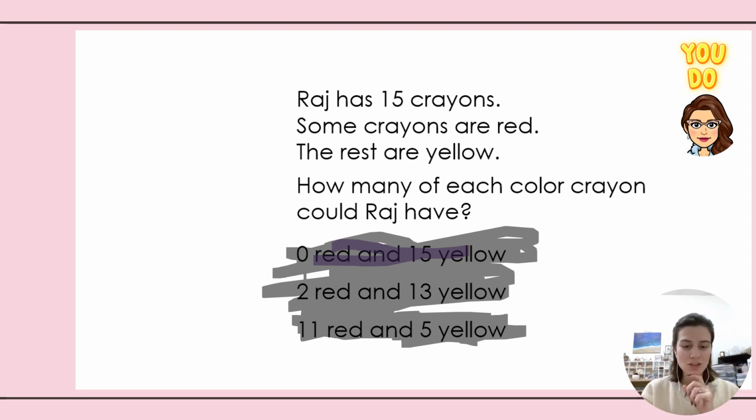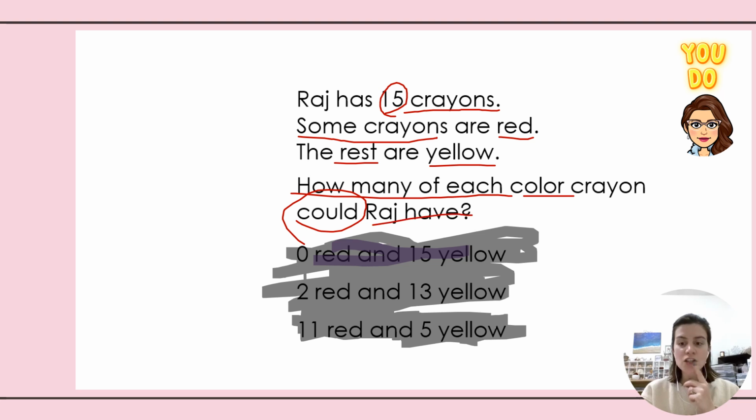Okay, so let's go ahead and circle what we know, what we've been given, or underline what we know. We know that Raj has 15 crayons. Some crayons are red, the rest are yellow. How many of each color could Raj have? So I know here that my total is 15, and I am missing my 2 parts. Some crayons are red, some are yellow. Those are my 2 parts. How many of each color crayon could Raj have?